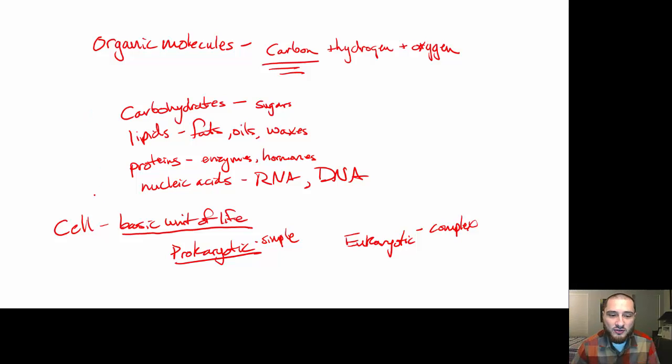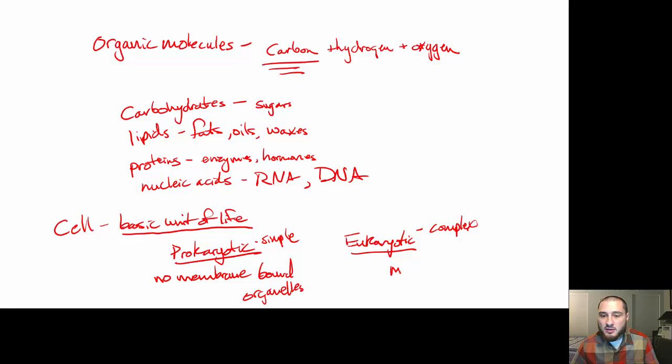So prokaryotic cells have no membrane-bound organelles. They do have some organelles. They're going to have ribosomes. They're going to have a cell membrane. Those are organelles, but they're not going to have chloroplasts. They're not going to have mitochondria. But eukaryotic cells are going to have membrane-bound organelles.